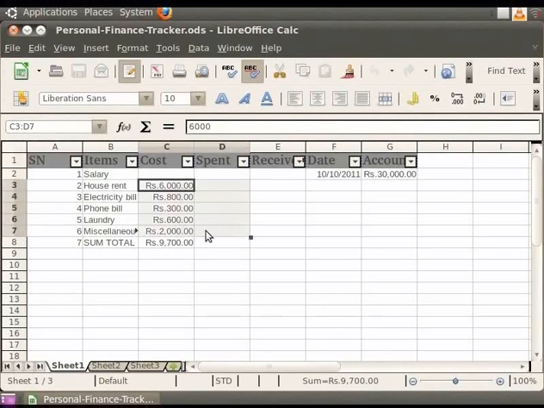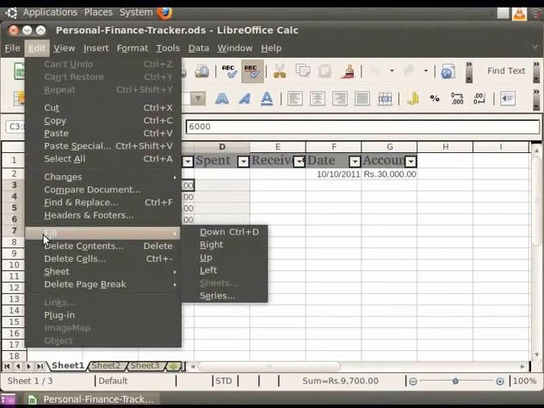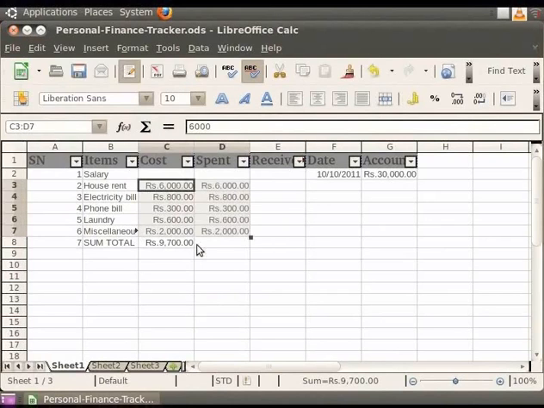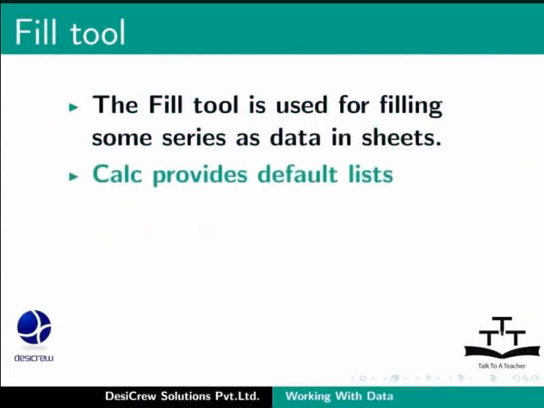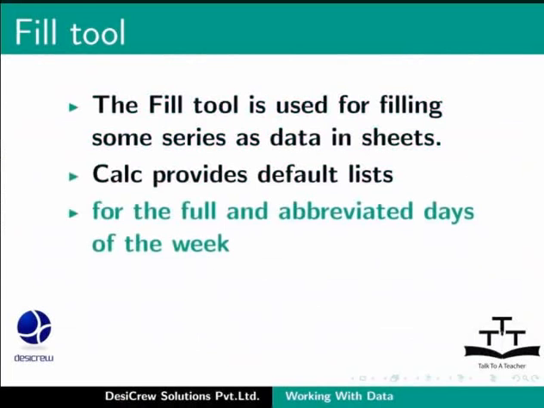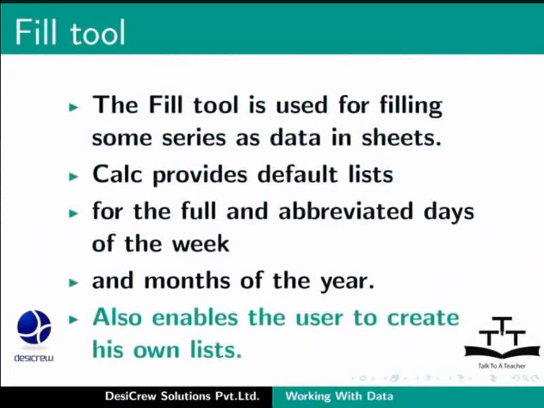Click on the Edit option in the menu bar and then click on the Fill option. In the pop-up menu, click on the Right option. You see that the data under the heading Cost gets copied to the adjacent cells. Let us undo the changes. A more complex use of the Fill tool is to use it for filling some series as data in sheets. Calc provides default lists for the full and abbreviated days of the week and the months of the year. It also enables the user to create his own lists.